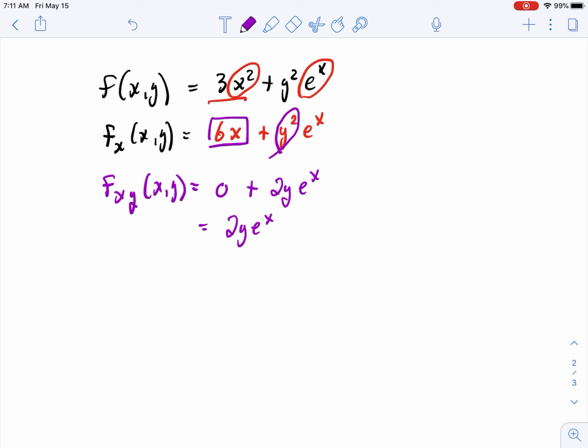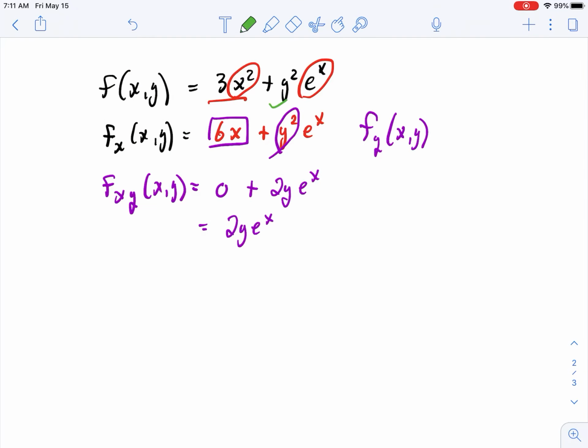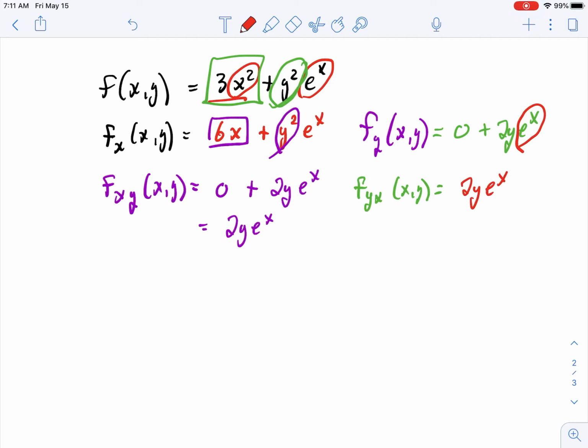So let's go the other direction. So let's say I want to do the derivative of y first. Okay. So coming back here, this part here would be 0. That would be as a constant. So it would be 0 plus 2y e to the x. Now do f_yx. So now I'm going to do just the derivative of this piece. So that'd be 2y e to the x. And notice you get the same thing either way. Okay, so order doesn't matter.